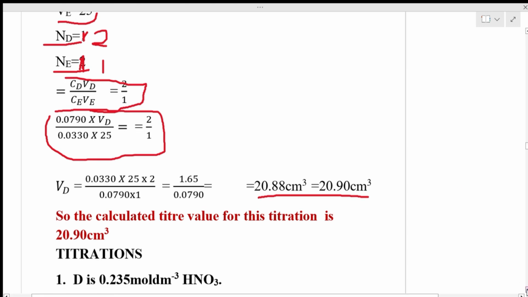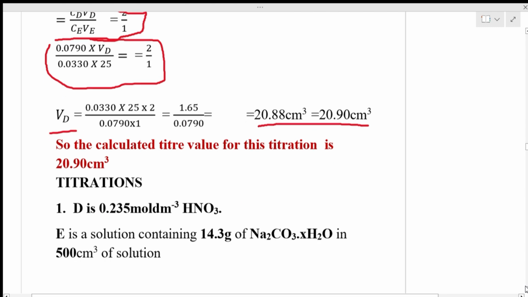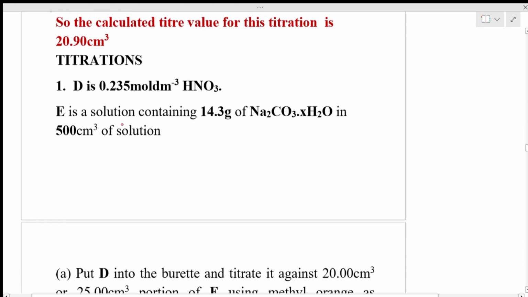I'm going to be using 20.0 as my volume of the acid. Okay, it's going to be Va now. So let's start with experiment 1. Experiment 1, titration. D is a solution of 0.235 mole per dm3 of HNO3, and E is a solution containing 14.3 gram of hydrated trioxocarbonate(IV) in 500 cm3. Mind you, it's not in dm3 yet, it's in 500 cm3.